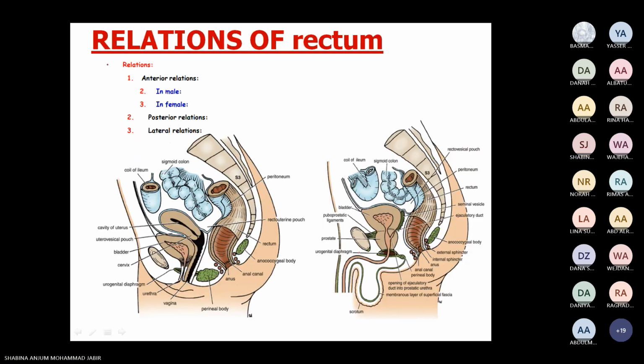What are the relations? So it is very easy. We have seen many times that in the male, it will be related anteriorly with the coils of the small intestine and sigmoid colon. Then here we will have the bladder. This is called the rectovesical pouch. Posteriorly there will be the sacrum and the muscles attached to it. What about the female? In the female, you have the very important rectouterine pouch, and another name for this is the pouch of Douglas. You remember this?